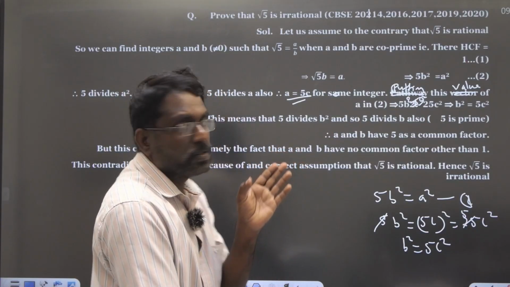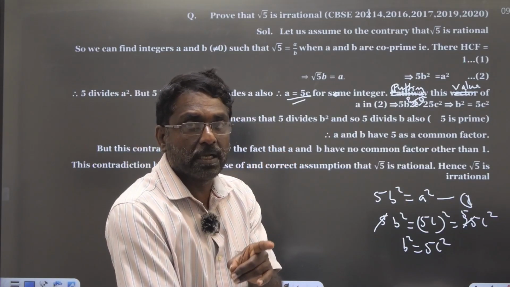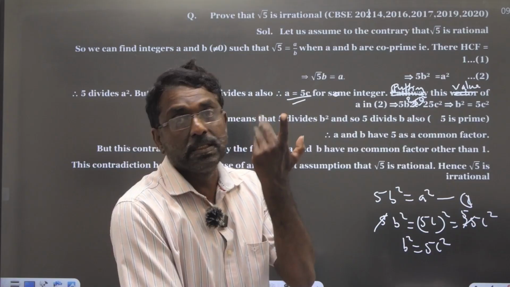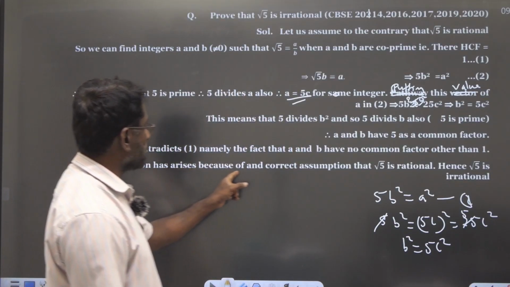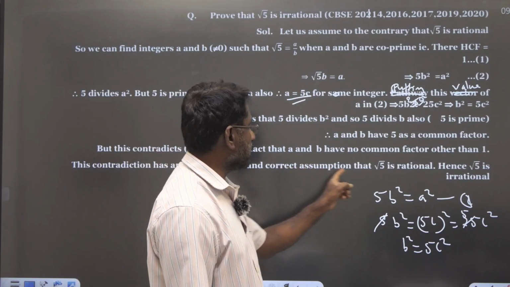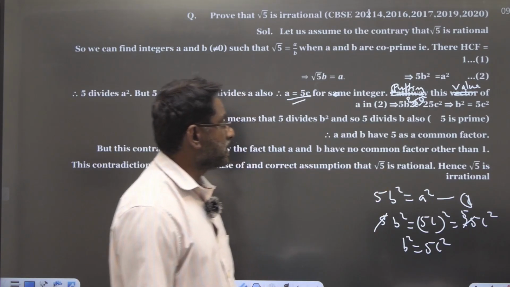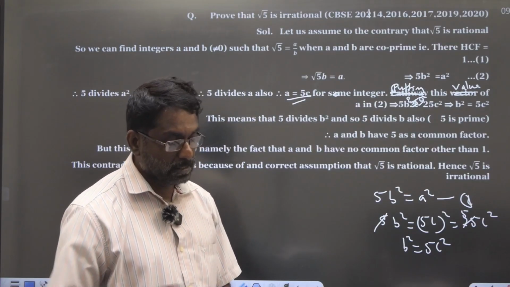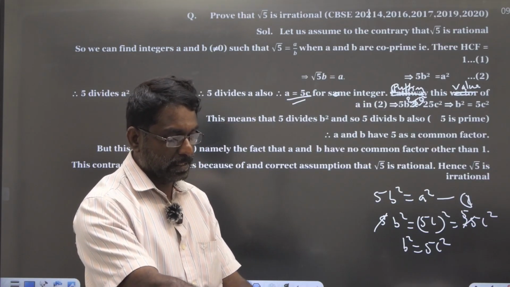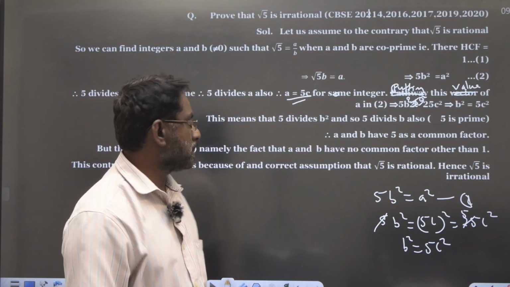If root 5 is not rational, then root 5 is an irrational number. This contradiction has arisen because of the incorrect assumption that root 5 is rational. Hence root 5 is irrational. Root 5 is irrational.